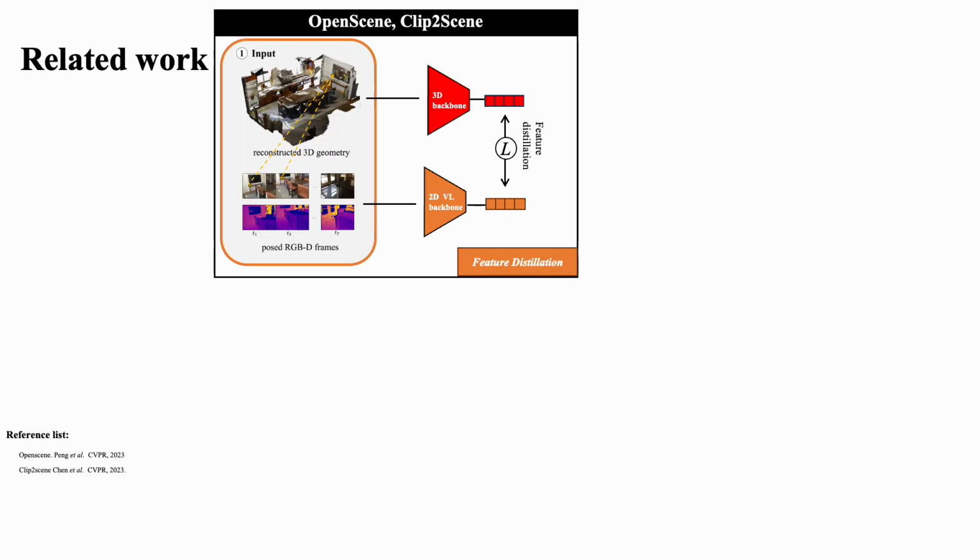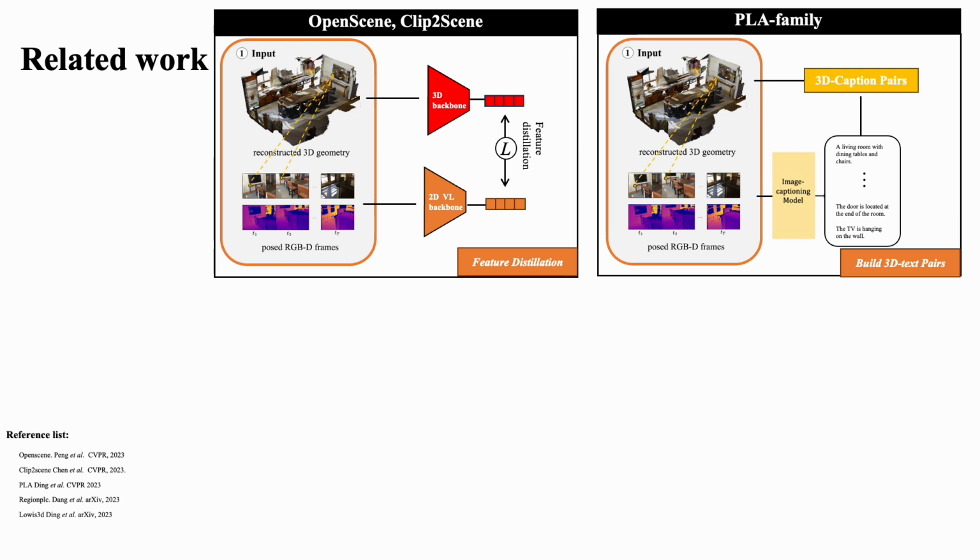Related work. There are some notable works in these directions. We categorize them into three groups. The first one is the feature distillation group, such as OpenScene and CLIP-to-Scene. Both of these methods rely on the precise matching between pixels in images and points in 3D. The language-aligned features in pixels are distilled to 3D backbones. The second group focuses on building 3D text pairs. Typical works are the PLA families, including PLA, RegionPLC, and Lowis3D. In this direction, they construct 3D text pairs at different scales with the help of image captioning models.